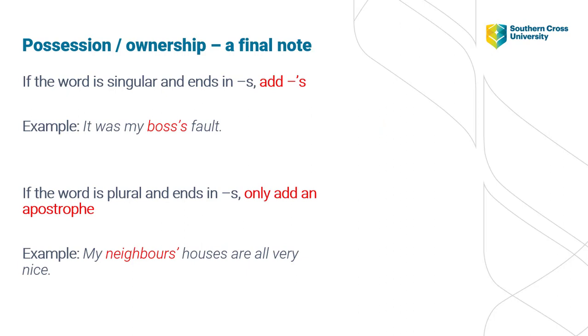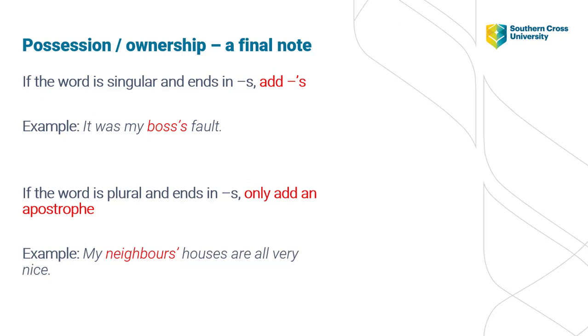Now there are some other rules to be aware of when we're using apostrophes to discuss possession or ownership, and simple rules to follow. If the word is singular and ends in an S, then add an apostrophe S. So a good example of this is it was my boss's fault. So I would add the apostrophe and the S even though it ends in two S's. That is the rule to adhere to in that case.